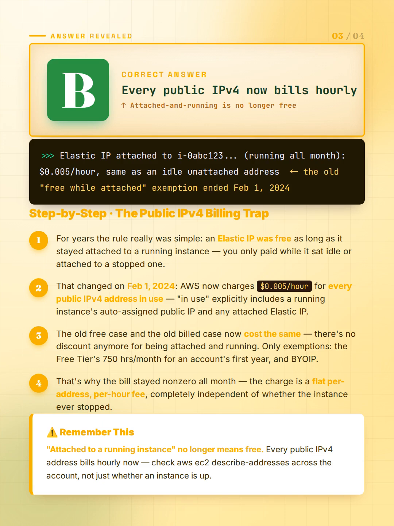AWS started charging a small hourly fee for every public IPv4 address in use, not just idle ones, and in use explicitly includes the primary public IP auto-assigned to a running instance, plus any elastic IP attached to a running instance. The old free case and the old billed case now cost the same. There's no discount anymore for being attached and running. The only real exemptions are the free tier's monthly allowance during an account's first 12 months, and IP addresses you bring yourself. So the instance being up the whole month doesn't matter.